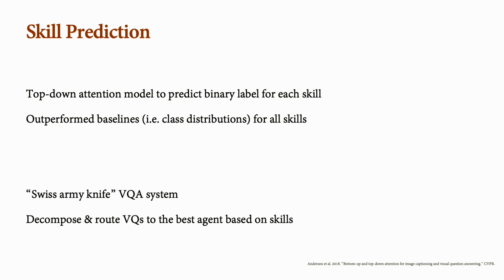For the last part of our work, we trained a model that, given an image question pair, predicts the skills that are needed to answer the visual question. We chose a top-down attention model because it's known to have very good performance on VQA problems. For all skills, our model outperformed the baselines, which is random guessing based on the distribution of each skill, because there's no prior work on this. This shows that it's possible and promising to do so.